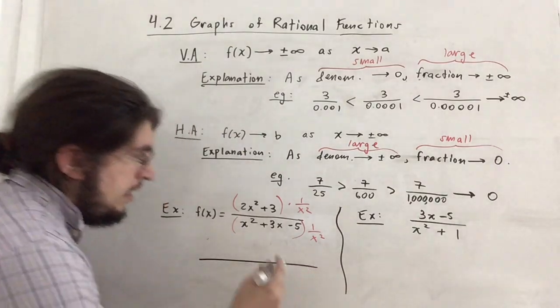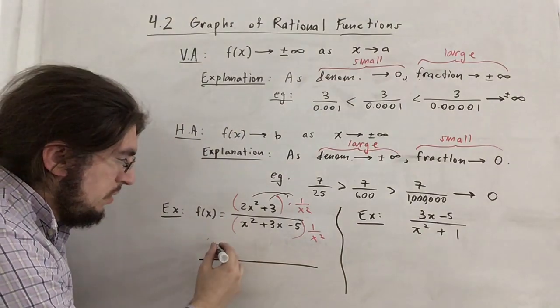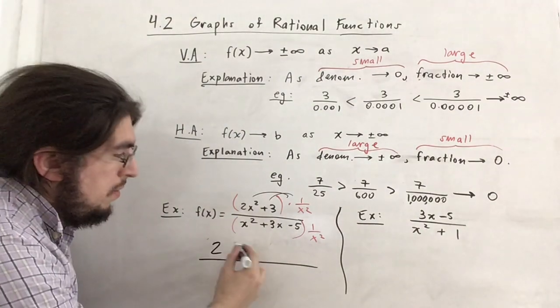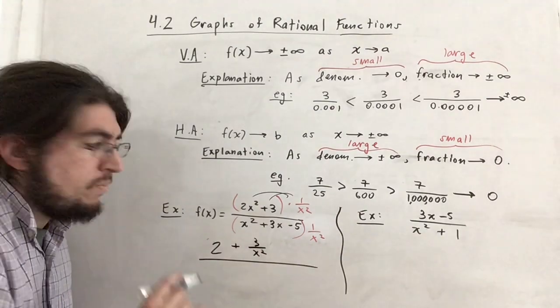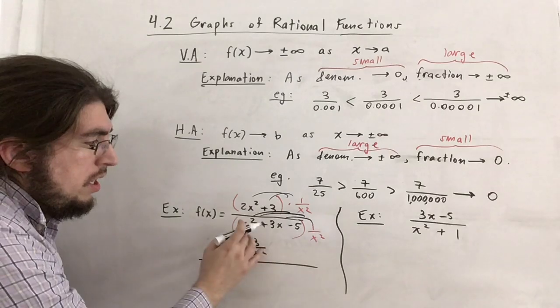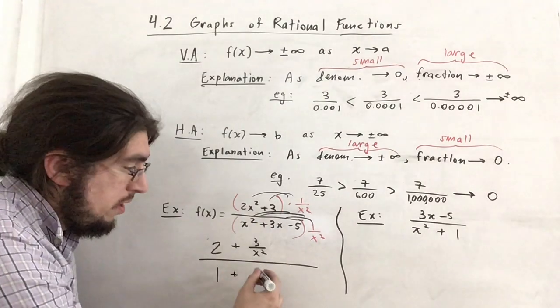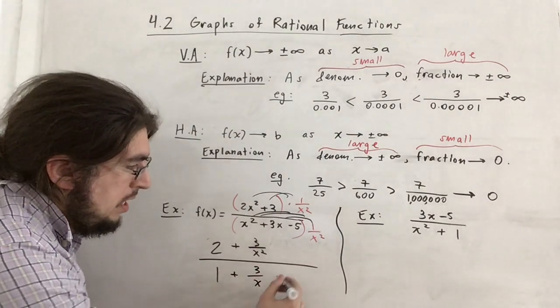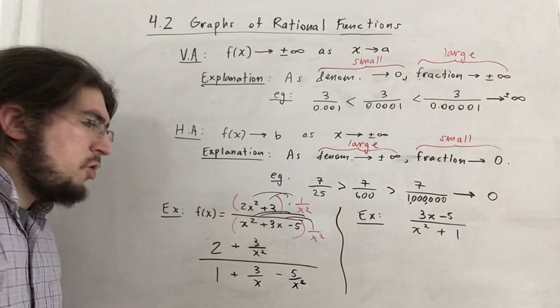So when you do that, distributing this, we get 2x squared over x squared. The x squareds cancel, so we just get 2, plus 3 over x squared, okay? And then here, if we distribute this, there's also some cancellation. x squared over x squared is just 1, plus 3x over x squared cancels to 3 over x, minus 5 over x squared.